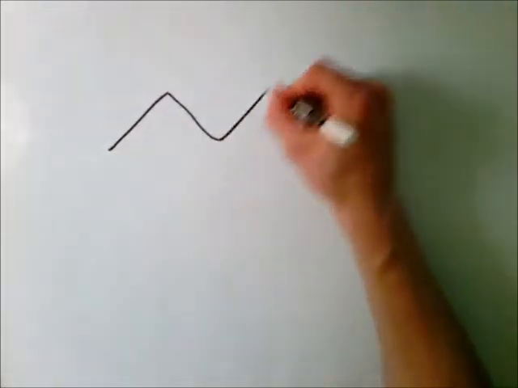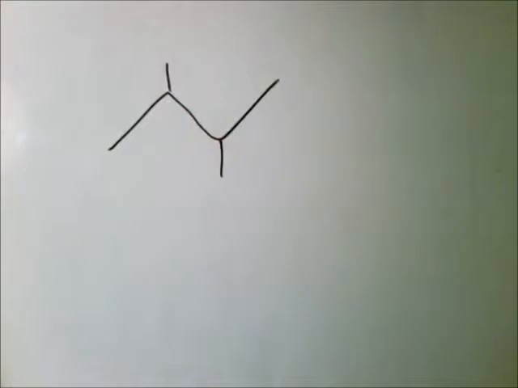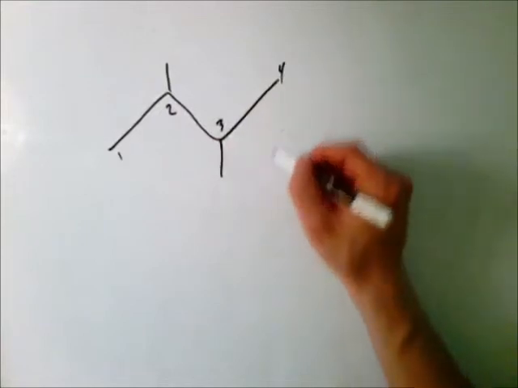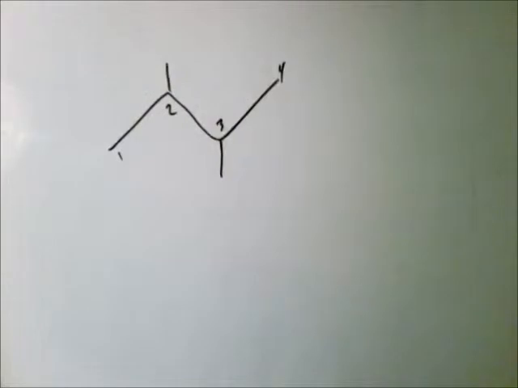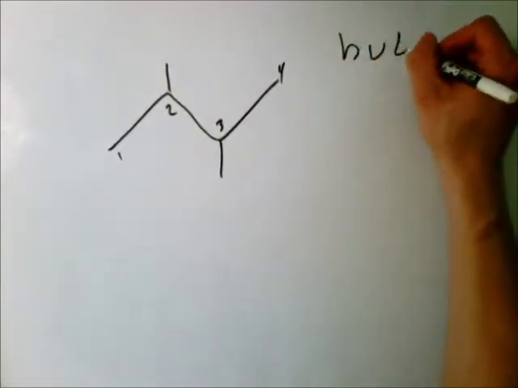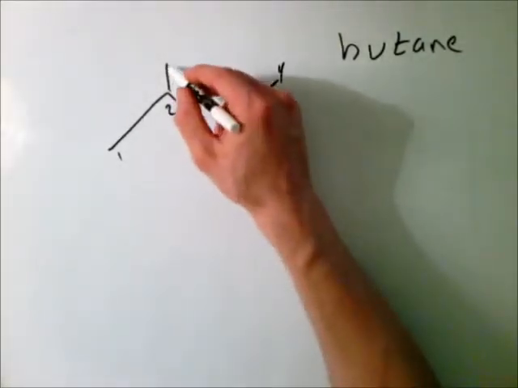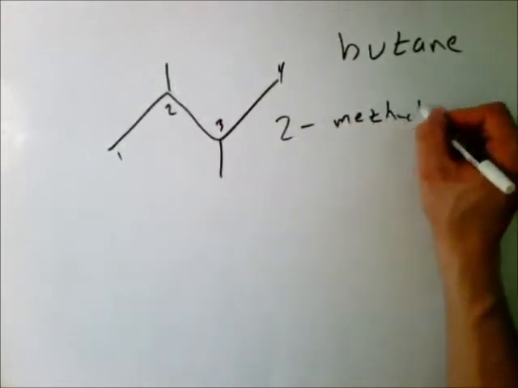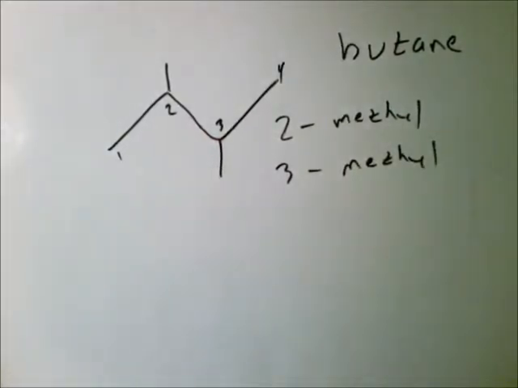Let's do another example. Let's do this example. And here, when we're identifying the longest carbon chain, it'll be obviously 4. And you could have made this one 4, this one 4, it doesn't matter. So our parent name is going to be butane. And here we have a methyl group, here we have a methyl group. So we have a 2-methyl and a 3-methyl.